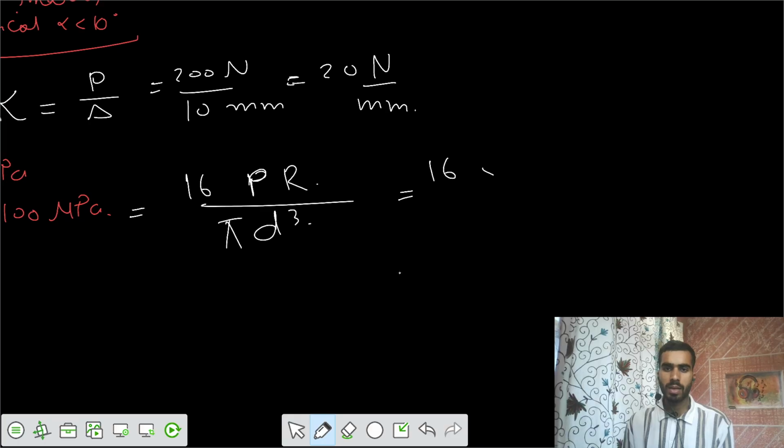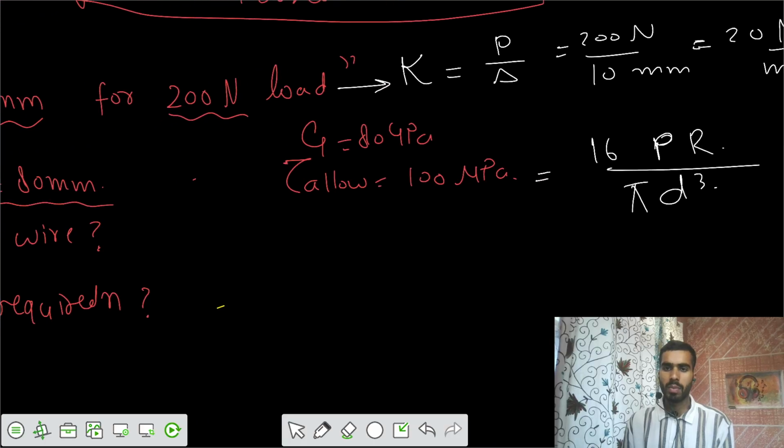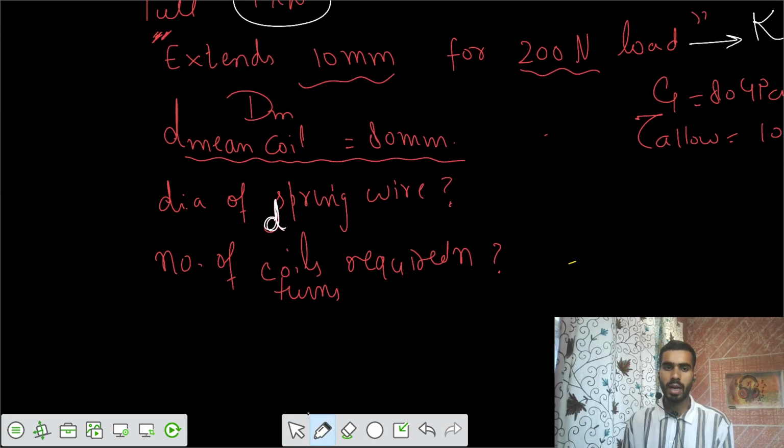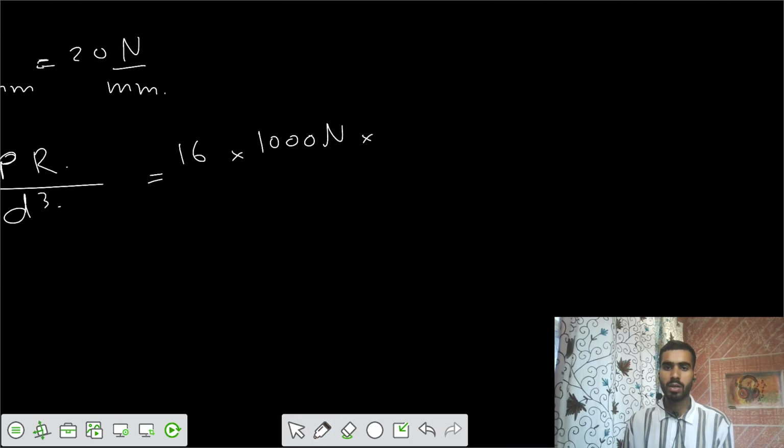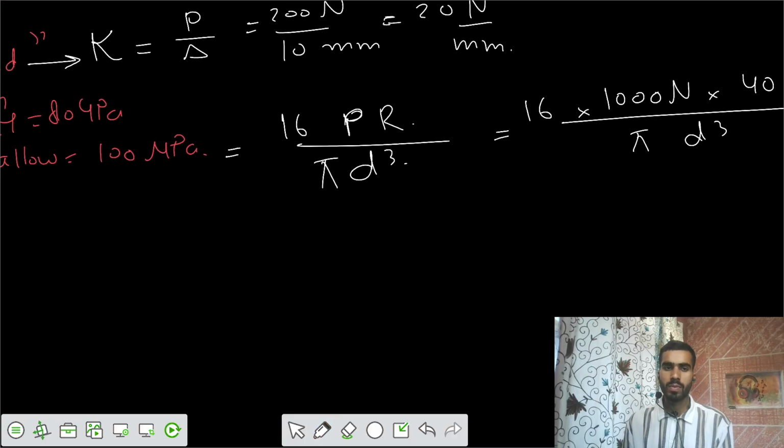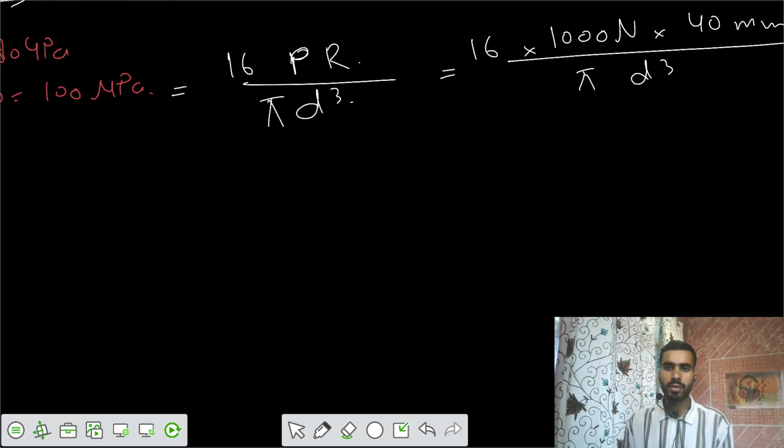If I write 16 times 1 kilonewton into the mean radius, the mean diameter of that coil is provided as 80 millimeter. That means radius equals 40 millimeter. You can write 16 times 1 kilonewton times 40 millimeter divided by pi d cube equals 100 megapascal, and you can get the value of diameter, that is 12.68 millimeter. This is the diameter of the spring wire.